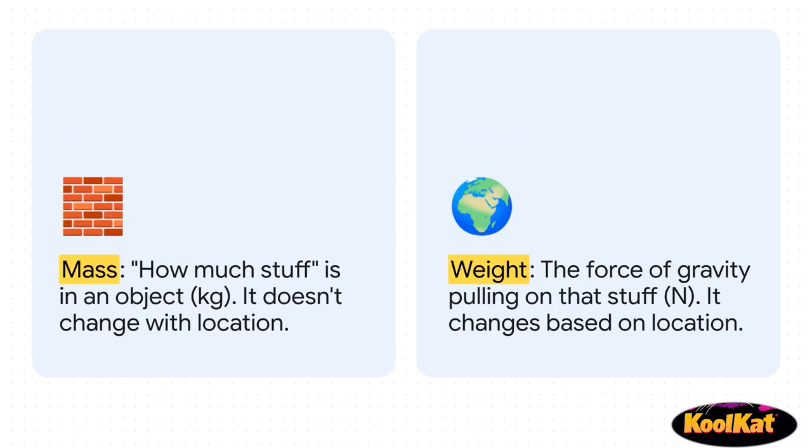Now here is a classic mix-up we have to clear up right now. Mass versus weight. They are not the same thing. Mass is how much stuff you're made of. Your mass is the same whether you're on Earth or on the moon. Weight, on the other hand, is a force. It's the force of gravity pulling on all that stuff. So your weight totally changes depending on where you are.